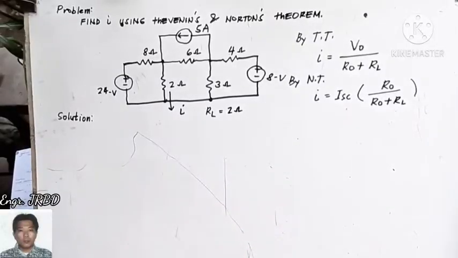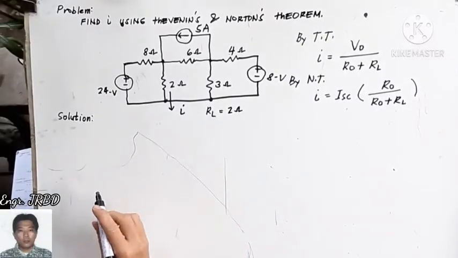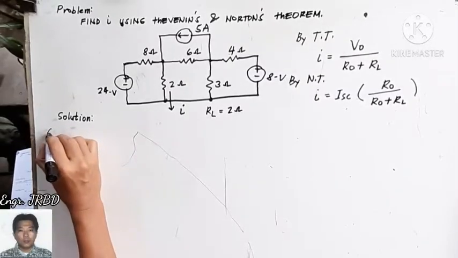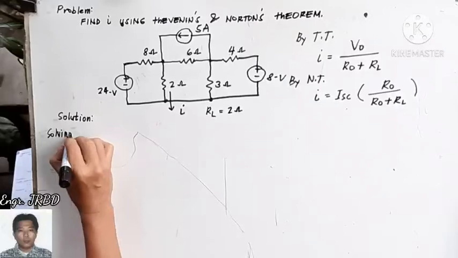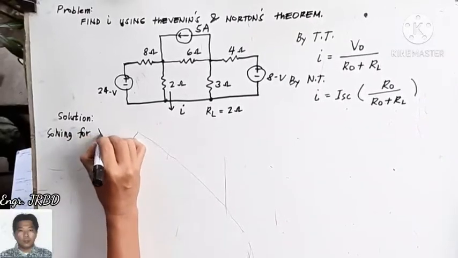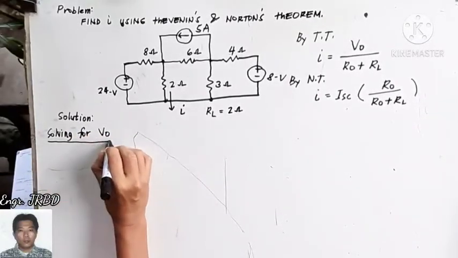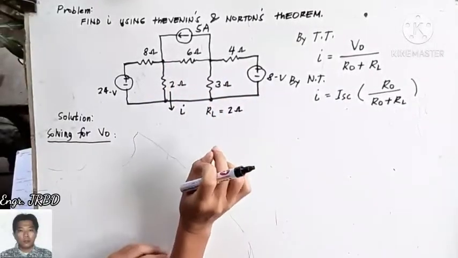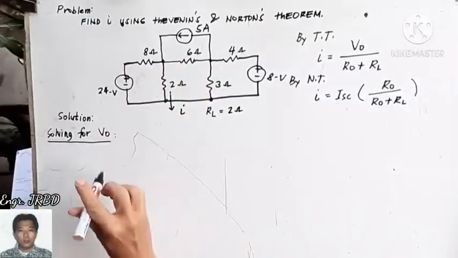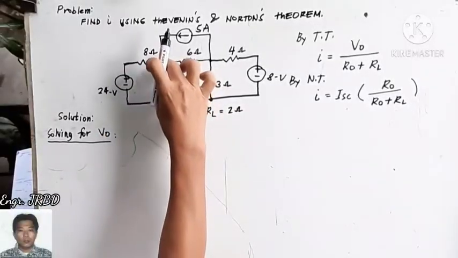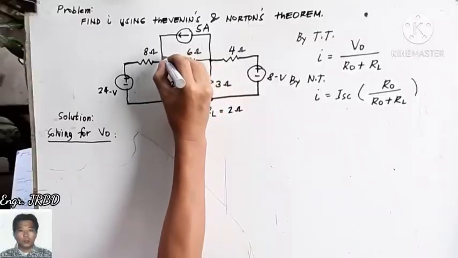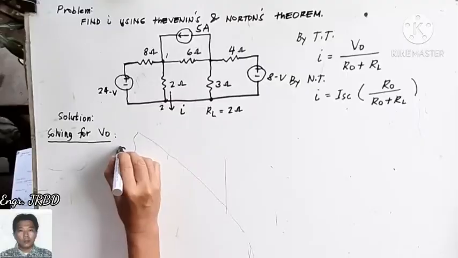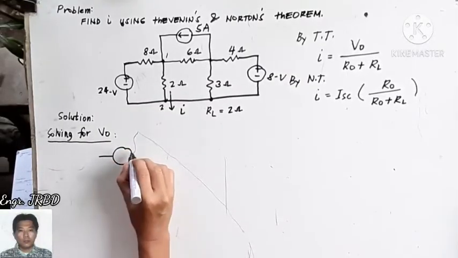Okay, so let us start to find the open circuit voltage. How do we obtain the open circuit voltage? The open circuit voltage is obtained by removing your load resistance RL and finding what will be the voltage that will exist across these points. Supposing that this is terminal 1 and terminal 2. Okay, let us try to redraw your figure for clarity.